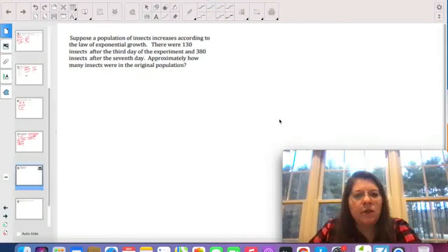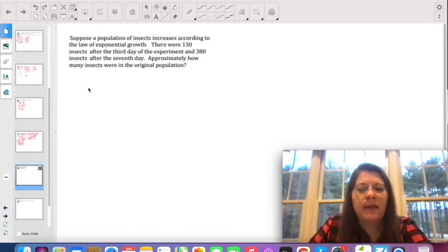Suppose a population of insects increases according to the law of exponential growth. There were 130 insects after the 3rd day of the experiment, and 380 insects after the 7th day. Approximately how many insects were in the original population?